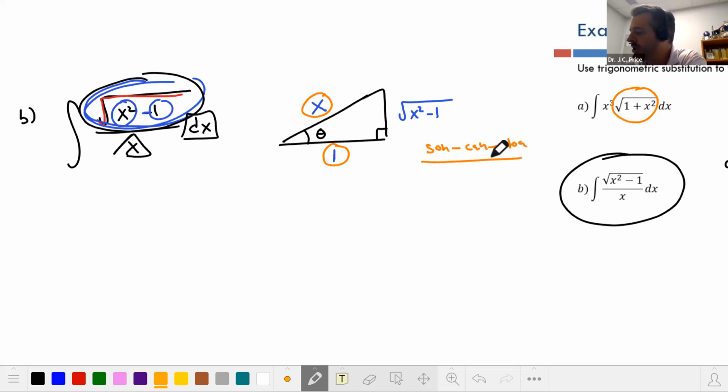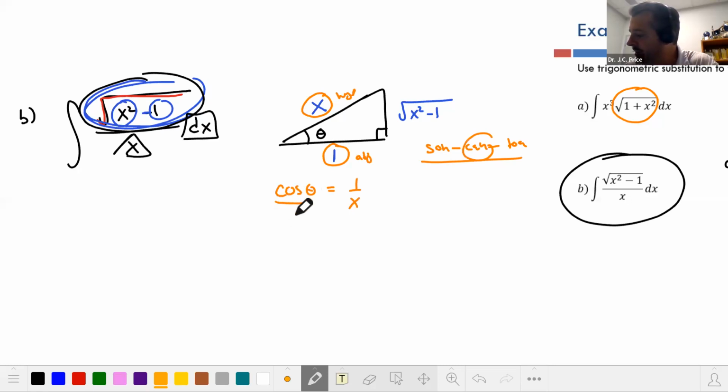And so which one do I choose? Well, this is the adjacent side to the angle, and this is the hypotenuse. So what's that? That's the CAH. And so I know the cosine of theta is equal to the adjacent over the hypotenuse, so it's 1 over x. And so now I can flip both sides to get what x is equal to.